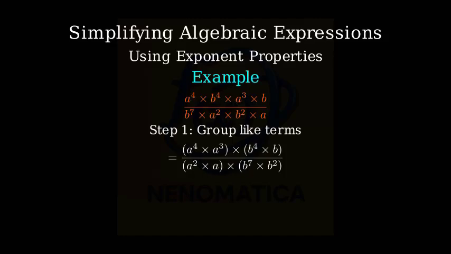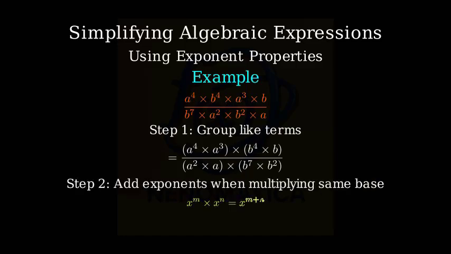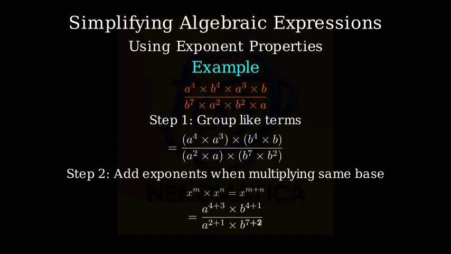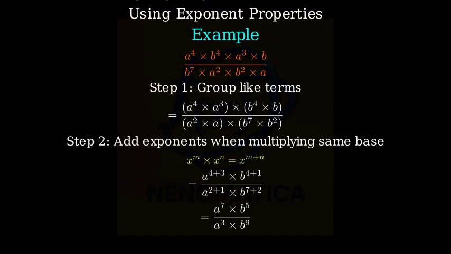Step 2, now we'll apply the exponent property that states when multiplying powers with the same base, we add the exponents. So, a to the power of 4 times a to the power of 3 becomes a to the power of 7, and b to the power of 4 times b becomes b to the power of 5. Similarly, in the denominator, a squared times a becomes a cubed, and b to the power of 7 times b squared becomes b to the power of 9.